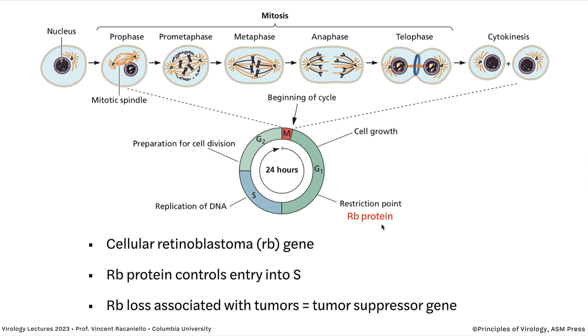The RB protein is encoded by a cellular gene called the RB gene. It was originally discovered in children who have tumors of their retinoblasts. And RB controls entry into S. RB can dictate whether the cell cycle will continue into S or whether it stops right there. And in kids with retinal tumors, they have lost the gene encoding RB protein. And so there's no longer any restriction in division of those retinoblasts. And the cells keep dividing and dividing, and eventually they sustain enough mutations that they become a cancer. So RB is a tumor suppressor gene, and we'll talk more about that in a couple of sessions.